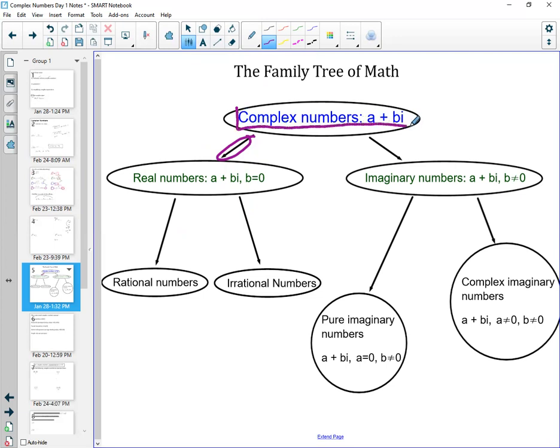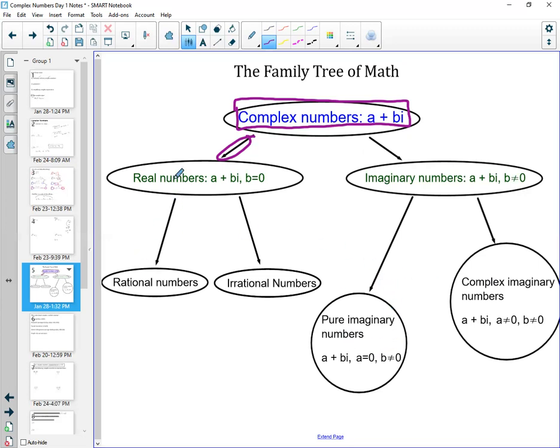They're written as a plus bi, where a and b are any two real numbers, and i is this imaginary number, quote unquote, that we just talked about. I don't necessarily like this notation, imaginary. I feel like complex numbers immediately split into these two, pure imaginary and not pure imaginary. Pure imaginary means that there's no real part.